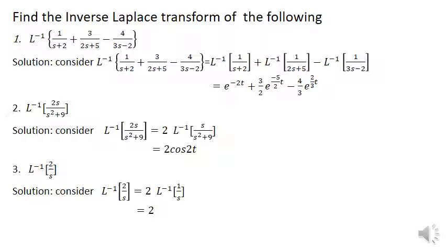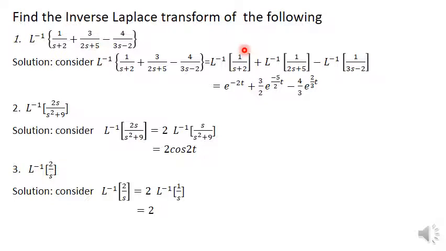Let us find out the inverse Laplace transform of the following functions. First one, find the inverse Laplace transform of 1 over s plus 2 plus 3 divided by 2s plus 5 minus 4 divided by 3s minus 2. Now, we split the L inverse into all these three terms, that is L inverse of 1 over s plus 2, plus L inverse of 3 over 2s plus 5, minus L inverse of 4 over 3s minus 2.